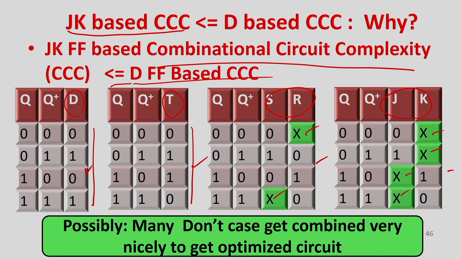Possibly, we may infer that because the JK flip flop excitation table has many don't cares, the don't care cases get combined very nicely to get an optimized circuit. Because this JK flip flop excitation table has 4 don't cares, the particular next state logic gets minimized, very nicely optimized. So, this is the one takeaway: if we use JK input flip flops in the implementation of FSM, then it may require fewer gates in the next state logic.